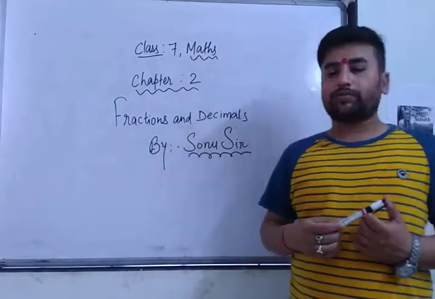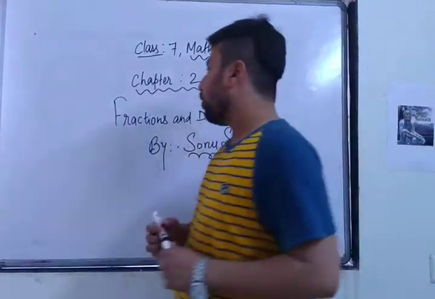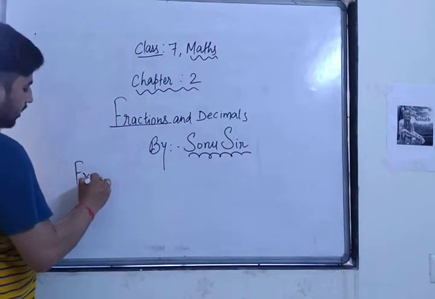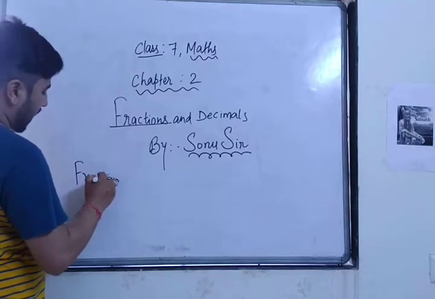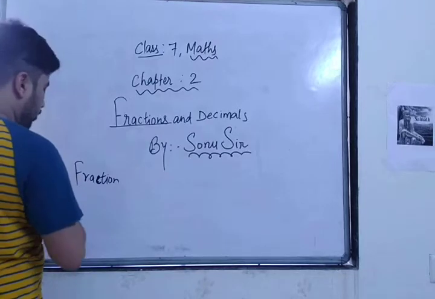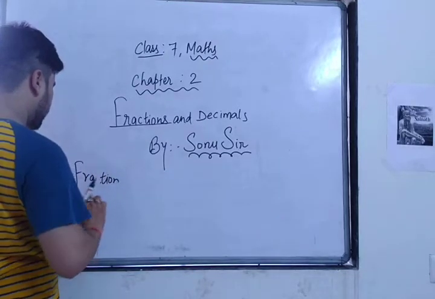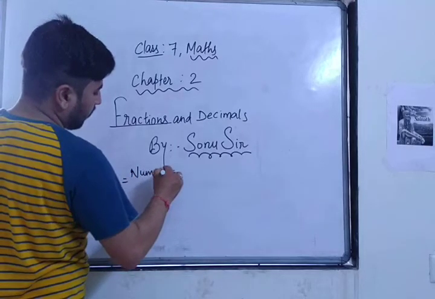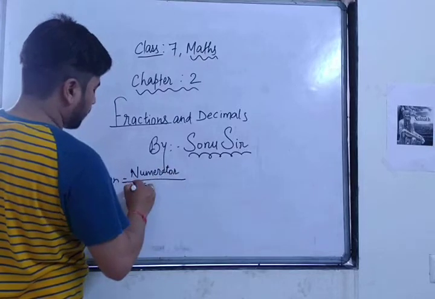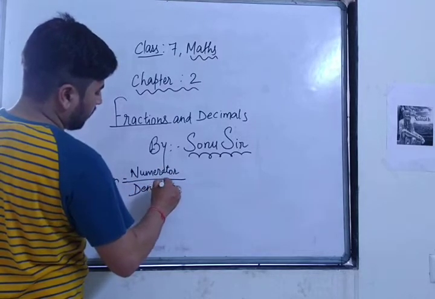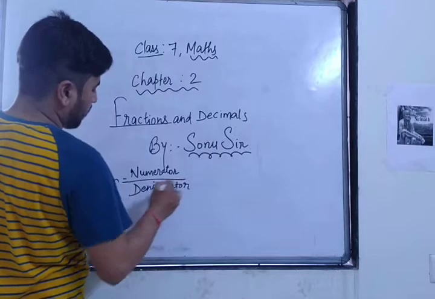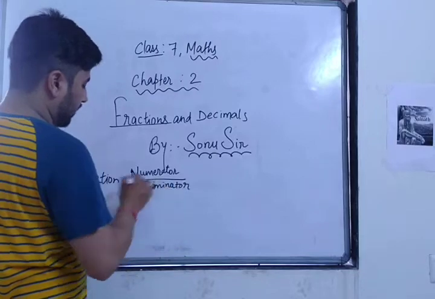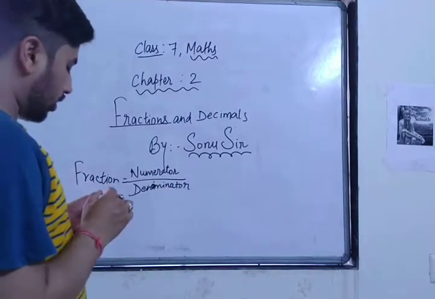Okay? So first of all, what is fraction? If anybody asks you, what is this fraction? So fraction was generally known as numerator upon denominator. Fraction is equal to numerator upon denominator. So you can see here, fraction is equal to numerator upon denominator.